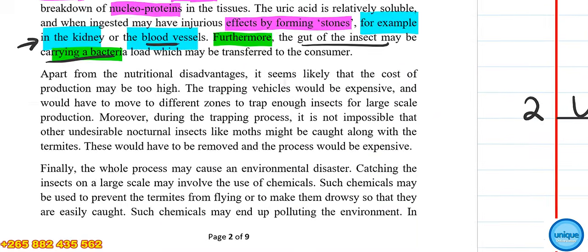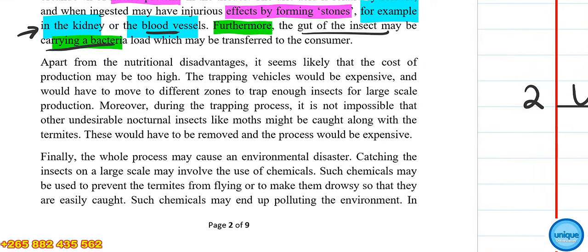Now let's look at paragraph number 3. Paragraph number 3 says apart from. So apart from nutritional disadvantages, it seems like the cost of production may be too high. The point: cost of production is high. That trapping vehicles would be expensive, and you would have to move to different zones to trap enough insects for large scale production.